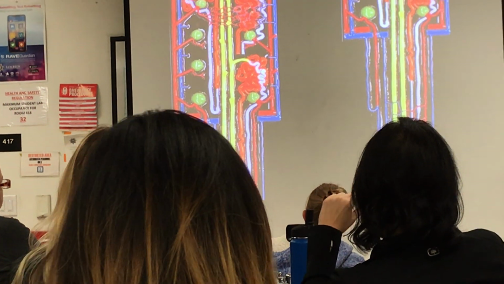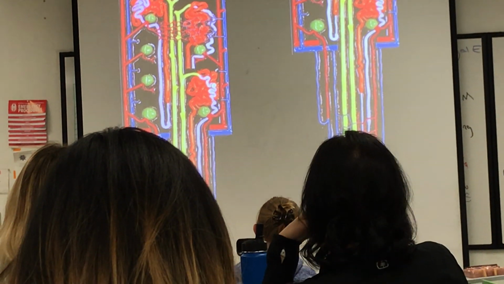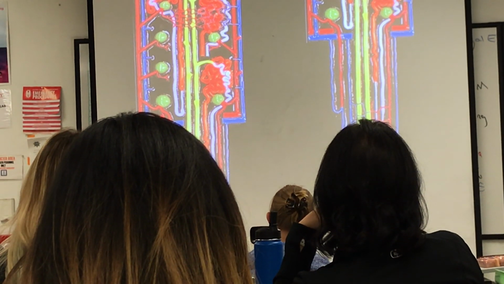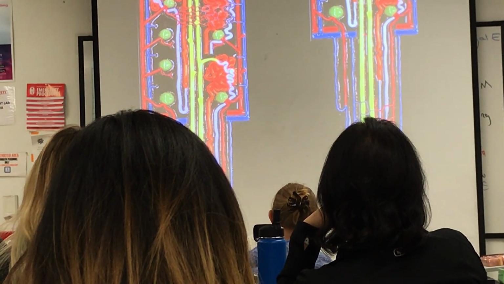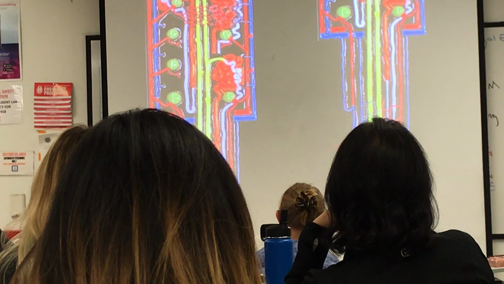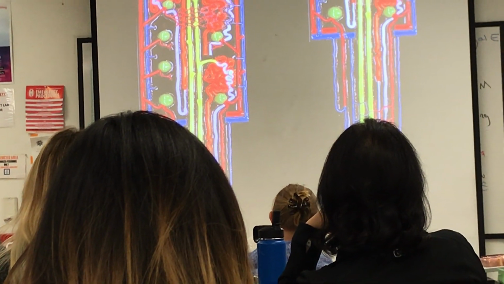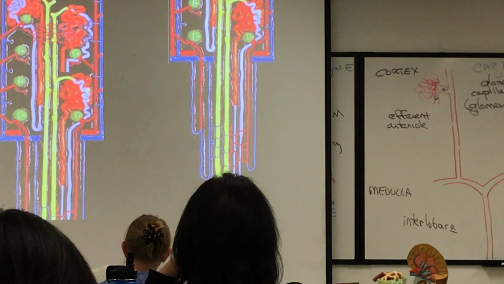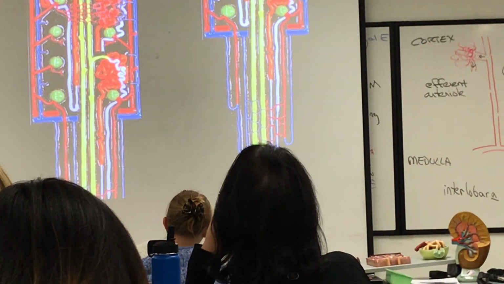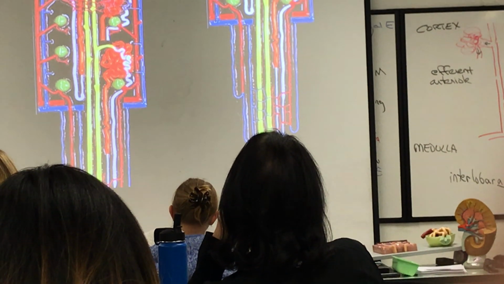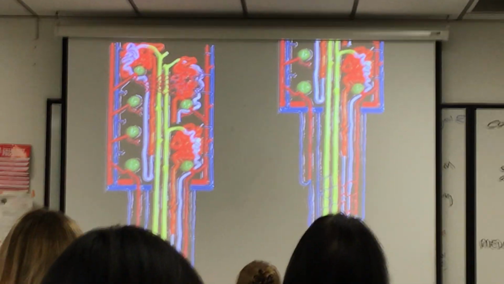Now here's the terrifying model, all right, broken into 2 segments. So what you see here is what you see here. It's just been moved up so you can see the bottom part. So what I showed you first were collecting ducts. Down at the bottom, they join to form the papillary ducts, which empties the filtrate into the minor calyx.